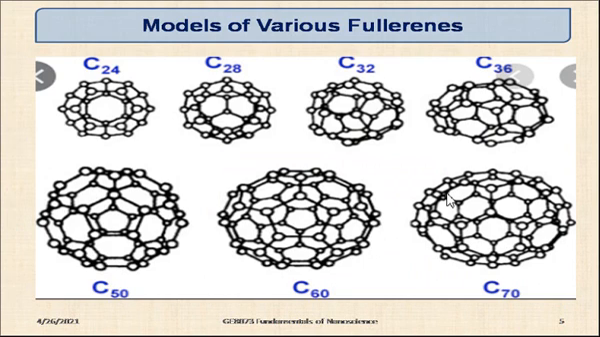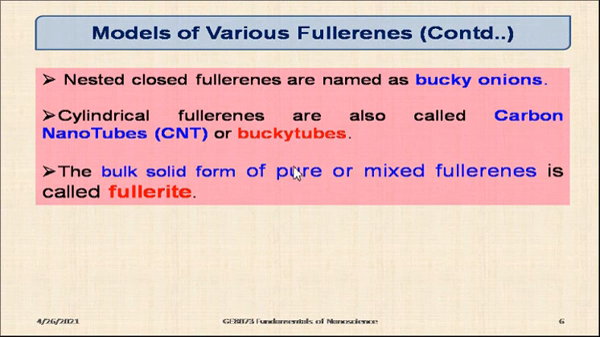These are the models of various other fullerenes: C24, C28, C32, C36, C70. Nested closed fullerenes are named Bucky onions. Cylindrical fullerenes are also called carbon nanotubes or Bucky tubes. The bulk solid form of pure or mixed fullerenes is called fullerite.